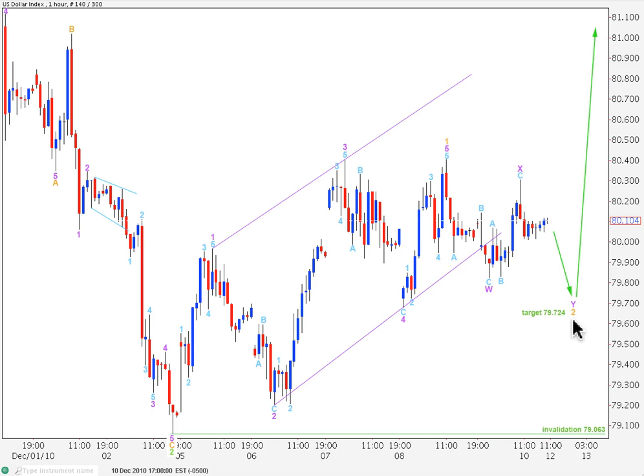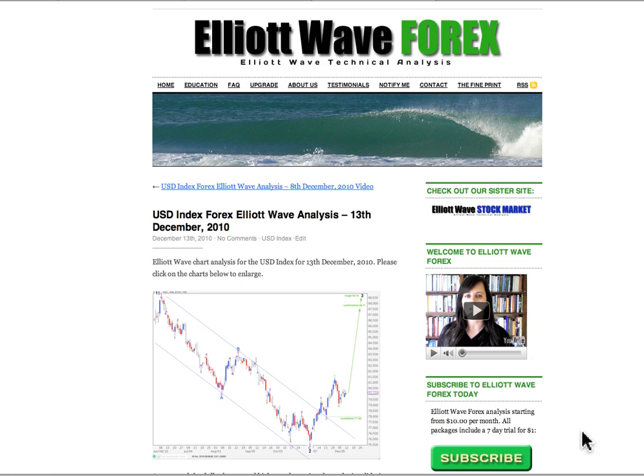Thereafter, when the second wave correction has a satisfactorily complete structure, the dollar should turn and move strongly upwards within a third wave, within a third wave, within a third wave. We should see an increased momentum to upwards movement once that is underway. In the short term, any further movement below 79.063, because wave 2 orange may not move beyond the start of wave 1 orange, would invalidate this wave count at the hourly chart level.